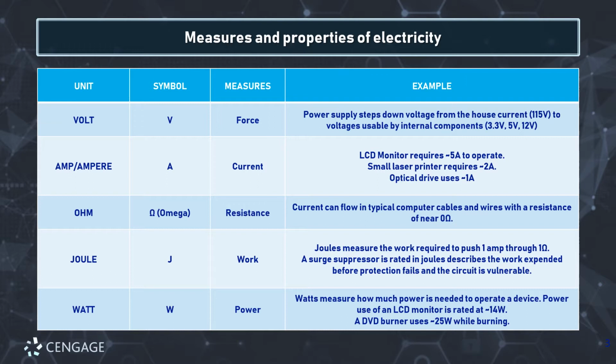Next, we have the amp, or ampere, represented by the letter A, and this is going to measure current or flow through a system from one point to another in a given period of time. So an LCD monitor requires 5 amps to operate, a small laser printer requires 2 amps, and an optical drive uses 1 amp.